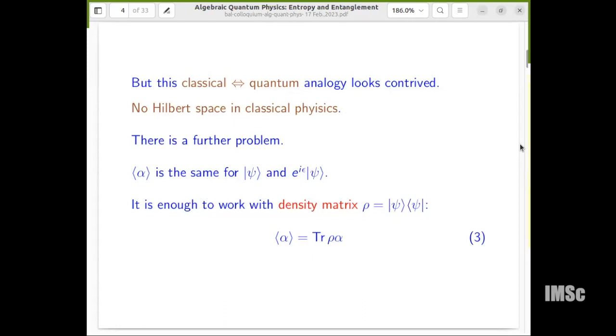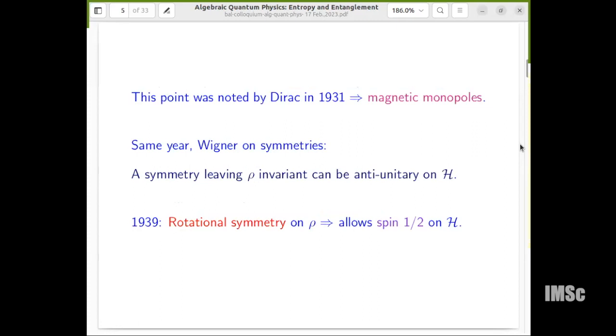So this is a starting point here, and this point was already noted in the 1931 paper of Dirac on magnetic monopoles. That is a very remarkable paper. If you read that paper, it is a very beautiful paper, but not easy to understand.